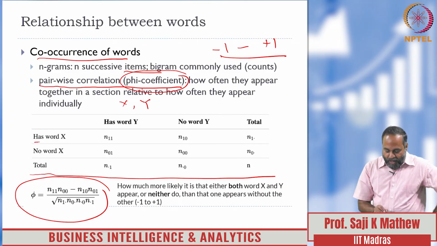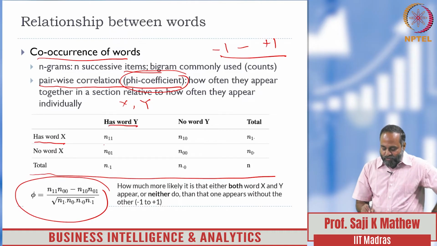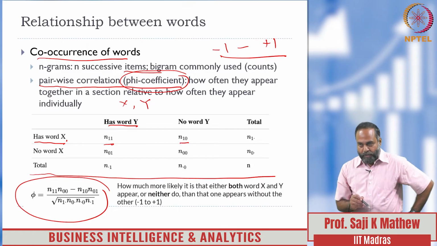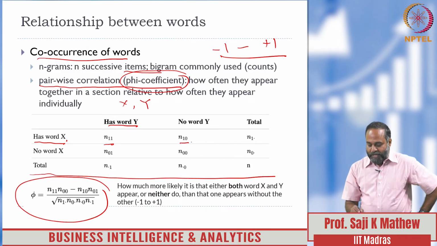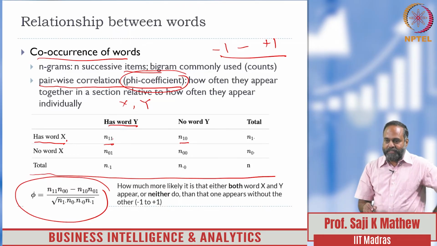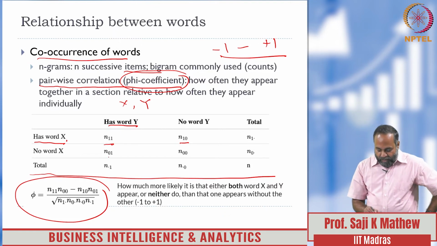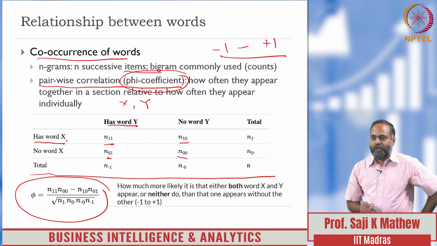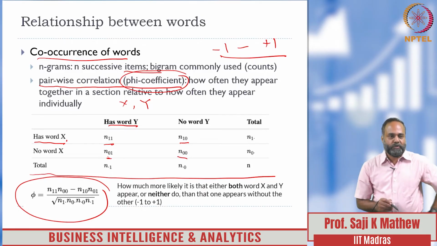Has word x, has word y, the count is n11. Has word x but does not have y is n10: in a document there is x but y is not there. In a document where there is both x and y, that is n11. N01 is x is not there but y is there. And both x and y are not there, the count is n00.